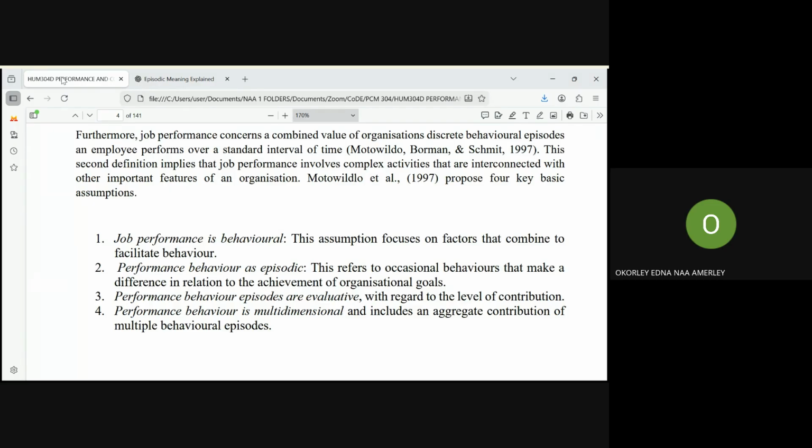Also, this same behavior which happens at different points in time is evaluative. It means that we can assess the behavior that is needed or is used to perform a particular job. And again, the fourth thing is that performance behavior is multidimensional. So you cannot just pick one behavior, but you have to have an aggregate contribution of multiple behavioral episodes. So if the person does 3 different activities or even 10 activities, for each activity there is a different behavior that the person will exhibit. And we put all these behaviors together and that is what we call aggregates. And that is what contributes to ensuring that the work is performed.